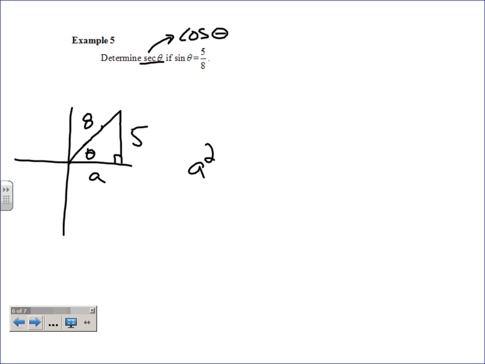So A squared plus 5 squared equals 8 squared. Solve for A right now, please, if you haven't done so already. I'd say leave it as a radical in simplest form.